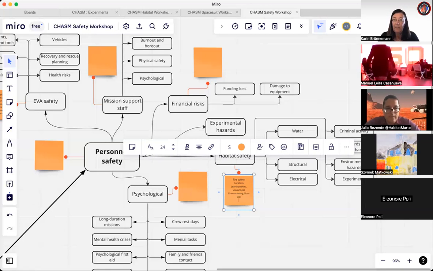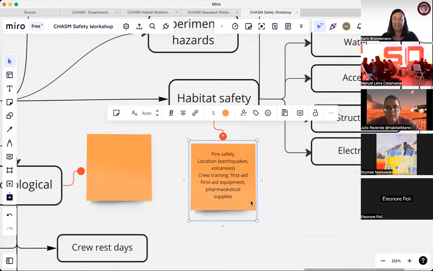Yes. Also first aid equipment, yeah, and pharmaceutical supplies, yeah. Can you see that? It's probably a bit small. I have to zoom in. Yeah. Absolutely.